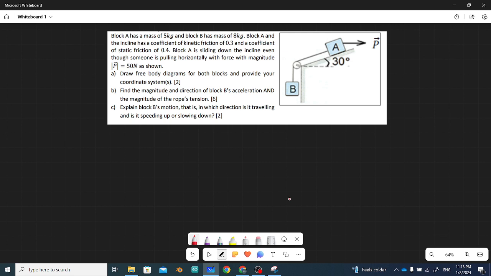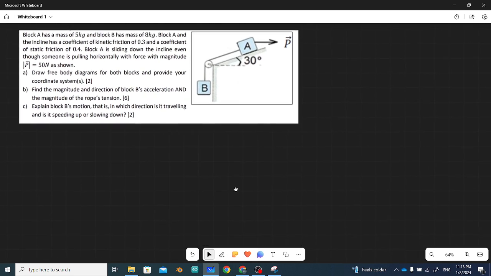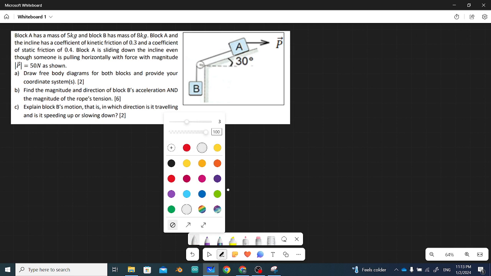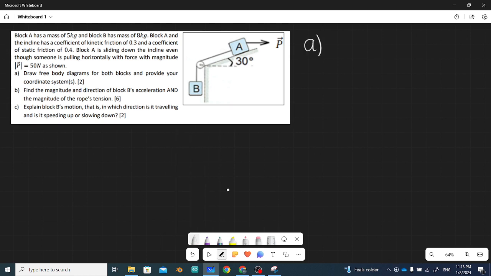So, let's start with part A. I'm just going to move out the way. I'm going to change the color. So, part A. Let's draw the free body diagrams for A. Let's start with A. So I'm going to make it an inclined free body diagram because A is on an incline. Whenever the mass is on an incline, you want to make it into an inclined body diagram. So that's what I'm doing right now.